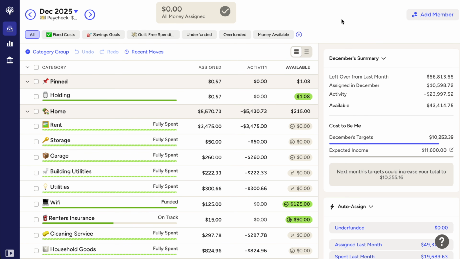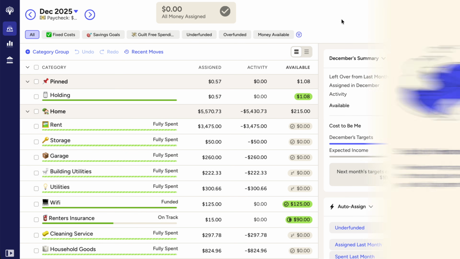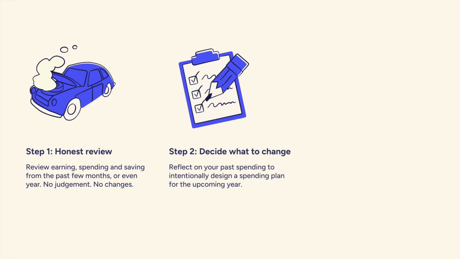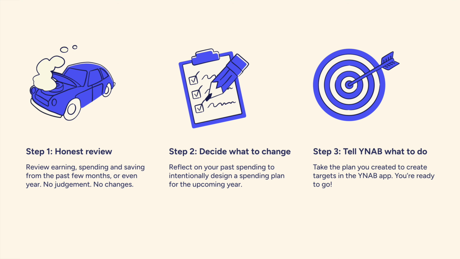This process has 3 clear phases. First, we'll review 2025 exactly as it happened, no judgment, no changes. Then we'll use that information to intentionally design 2026. And only after that, we'll go back into YNAB and create targets. YNAB handles execution. This process handles decision making.